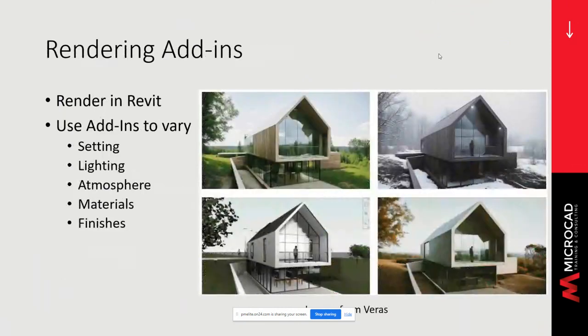Another use of AI with Revit is to supplement Revit's rendering. There are multiple third-party add-ins available to take a standard Revit image and manipulate it. These tools typically use text input to describe the setting or background, lighting, atmosphere like fog or clouds, materials, and finishes. The result is an image which reflects both the Revit structure, so you have the geometry all correct, and the AI, the rendering add-in, unique representation.